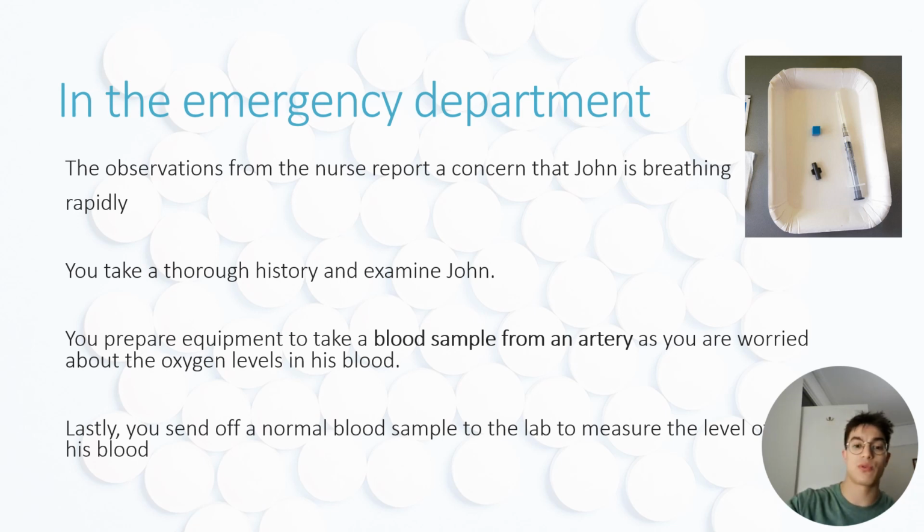So you go and prepare some equipment to take a blood sample from an artery because you're worried about the oxygen level in his blood. What this sample will allow you to do is get a very, very precise measurement so you can know if he's low on oxygen or what his carbon dioxide is. That image in the top right there, that's the needle that you'd use. It goes into the wrist.